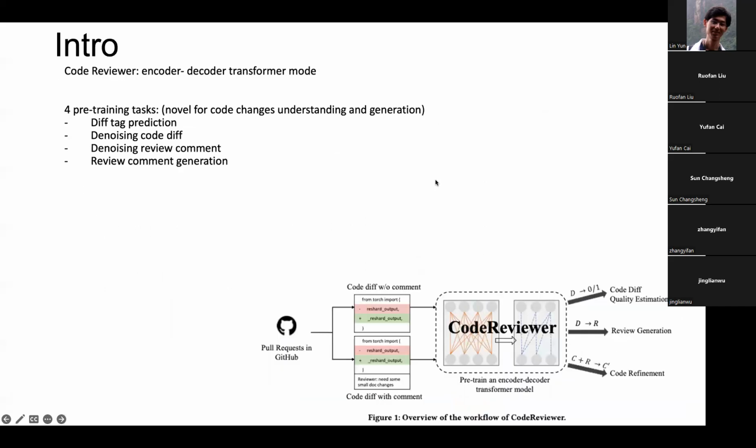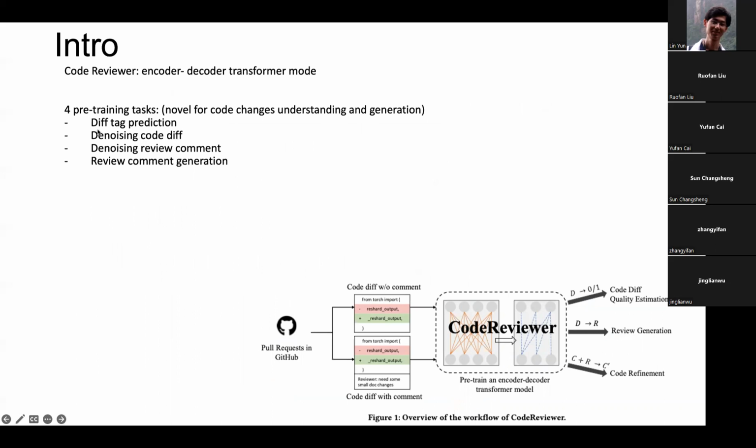So the model is a traditional encoder-decoder transformer-based model. And they have 4 pre-training tasks, and that's what they call novel in this paper. The 4 pre-training tasks are important for code change understanding and generation. So they have 4 tasks. I will give details later.